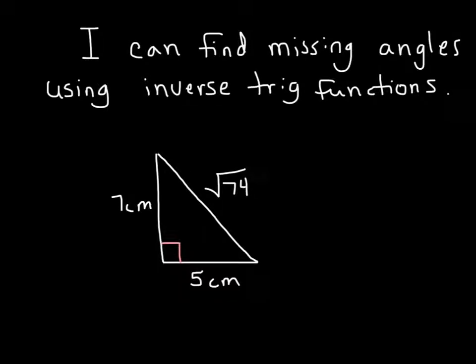So in this video, we want to talk about finding the missing angles using something called inverse trig functions. It's a pretty fancy name for a pretty straightforward concept. So let's get started. Let's take a look at this right triangle right here.